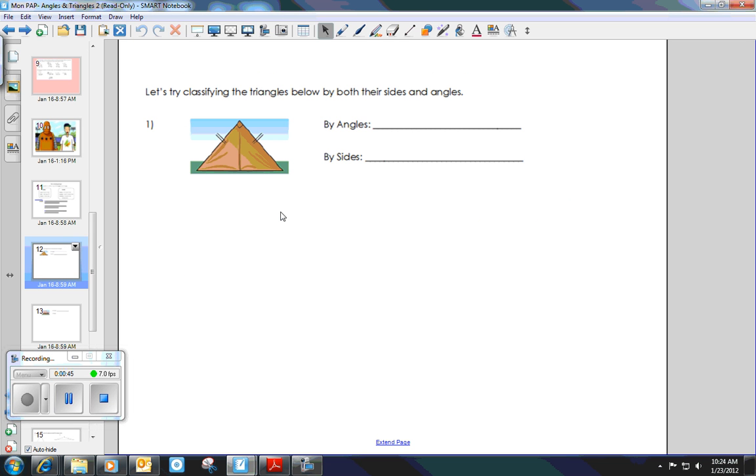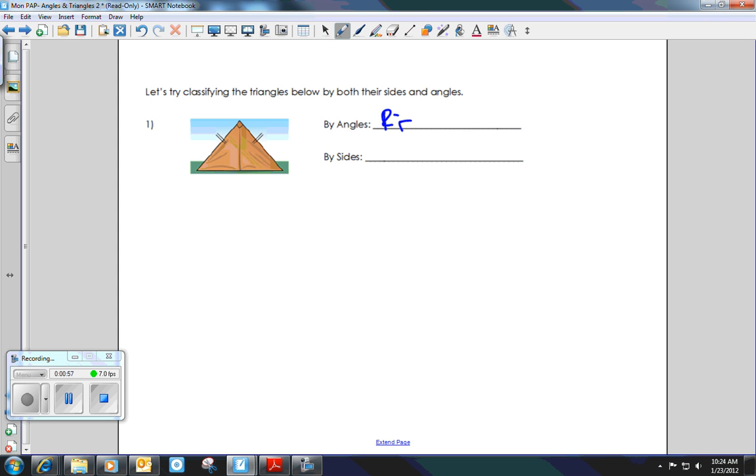So starting by classifying this triangle here, you can see at the very top it's got the little 90-degree mark there. So by angles, this would be a right triangle because there is a right angle. Okay, by sides, there's two hash marks on each of these sides. This means these two sides are equal in length. So by sides, this is an isosceles.